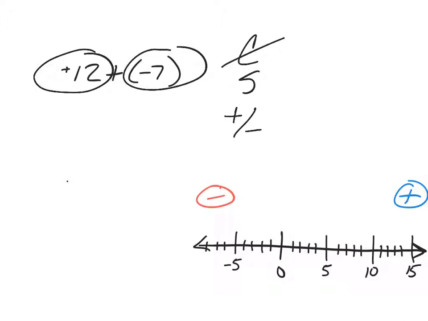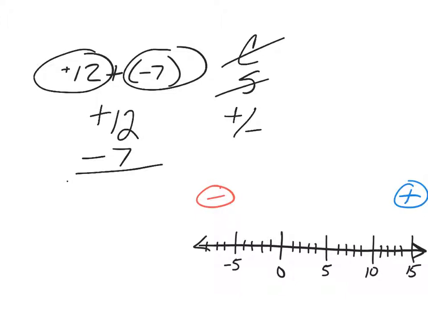Next is stack. When I stack these, I want to figure out which one of these two numbers has the highest absolute value. Absolute value is the distance from 0 on a number line. So I know that the positive 12 is further away. So I'm going to put that one right on top. Obviously my -7 goes there, and I'm done stacking.